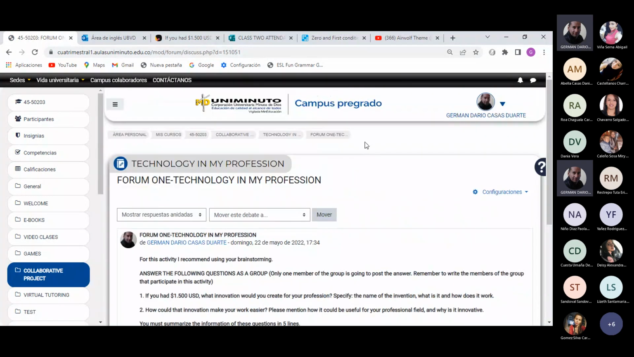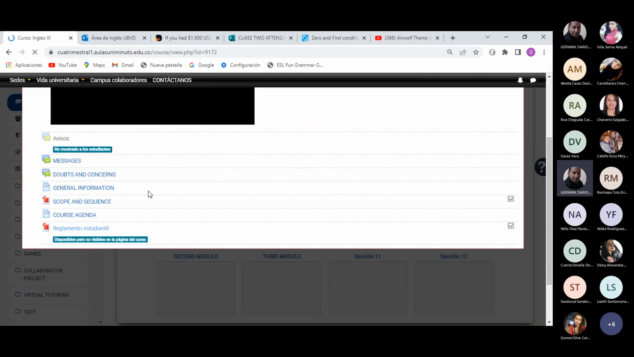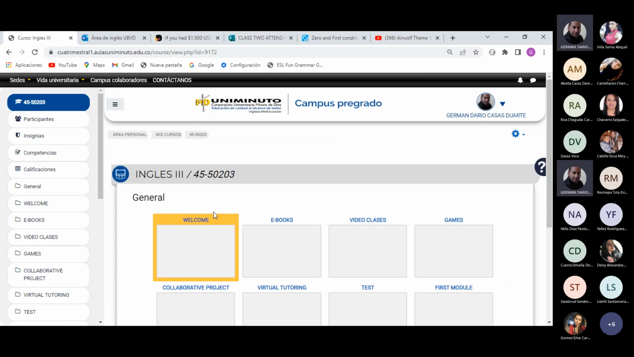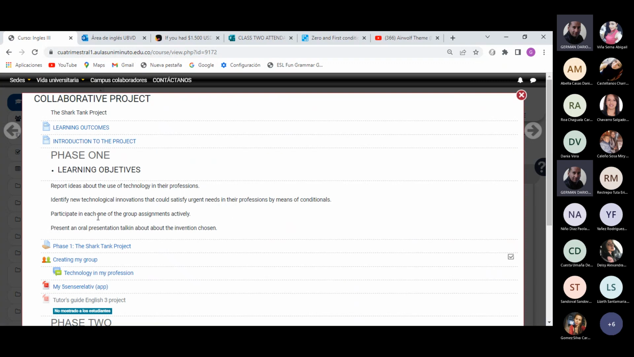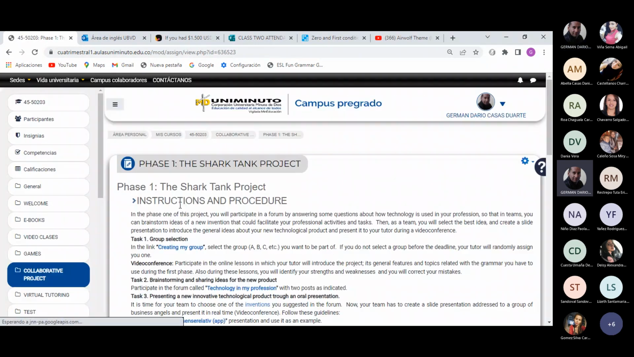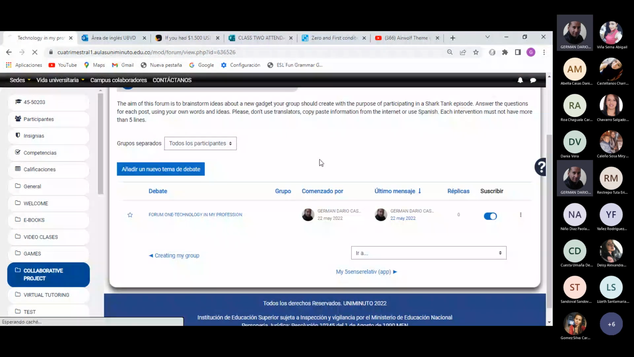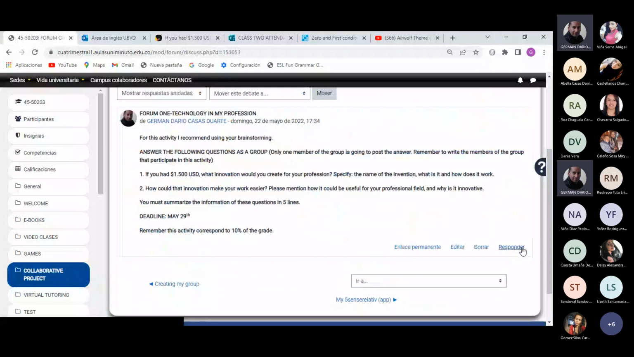No se van a equivocar porque me ha pasado que hay estudiantes que suben los foros en la phase number two. Entonces después uno dice, pero usted no participó. Y dice, profe, sí, yo subí, yo se lo juro. Bueno, pero ¿dónde? Entonces va uno y mira, es que la subí donde no era, profe. Yes, so remember, phase number one, the Charlton project. Technology in my profession. Yes, click here and answer the question.